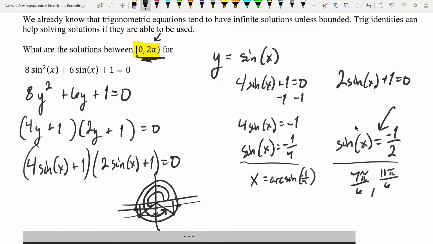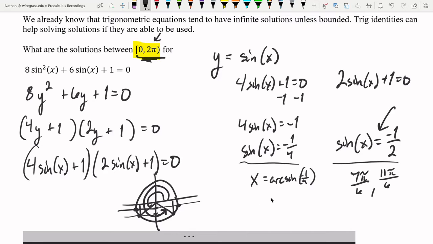Those are the easy ones, because negative 1/2 is one of the standard solutions to sine that we can find by hand. Now this one, of course, is less so. This one is not a nice one to work with. You could look at doing the arc sine.